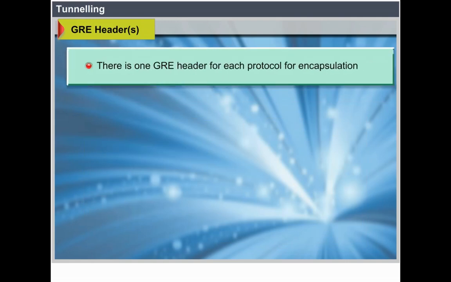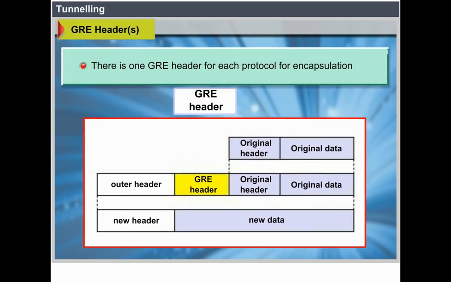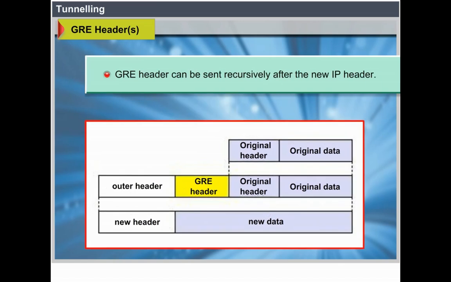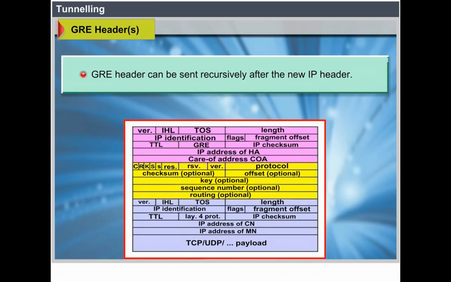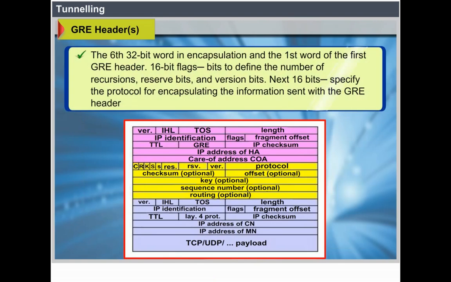Second, the GRE headers. There is one GRE header for each protocol for encapsulation. The GRE header can be sent recursively after the new IP header. The sixth 32-bit word in encapsulation is the first word of the first GRE header. It has 16-bit flags: bits to define the number of recursions, reserved bits, and version bits. The next 16 bits specify the protocol for encapsulating the information sent with the GRE header.